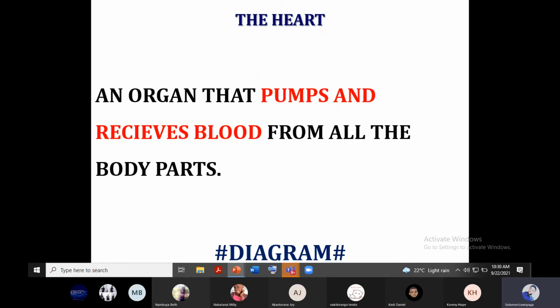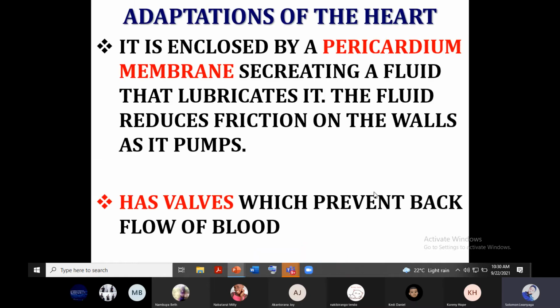Okay, so we need to appreciate that. And your first assignment, all of us have agreed, is going to be drawing the organ that pumps and receives blood from all body parts, and that is the heart. So you draw and send it to me in my chat, and I tell you if it is correct or if it is lacking something. Now, how is the heart adapted to its function?